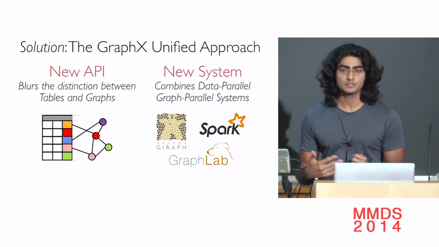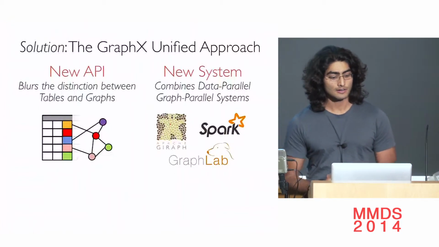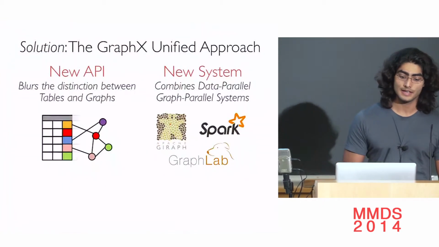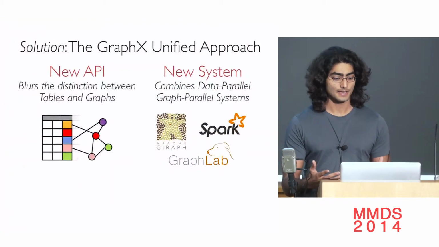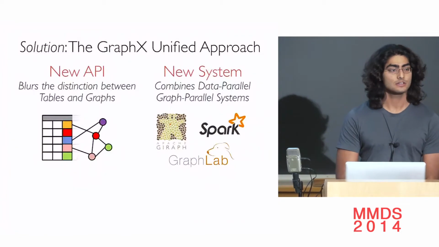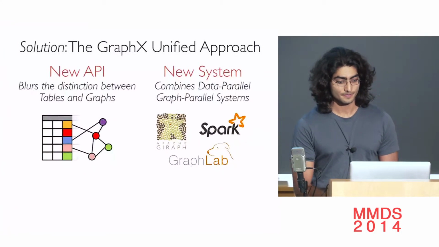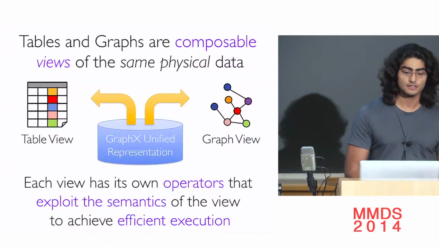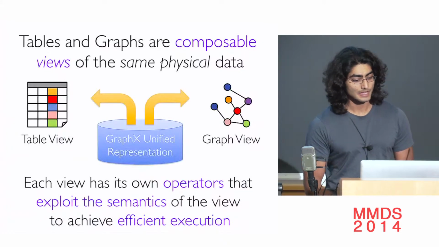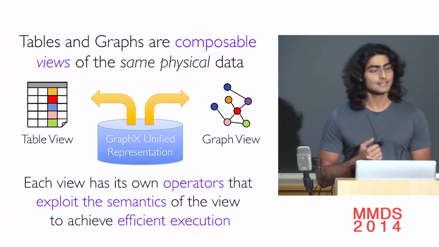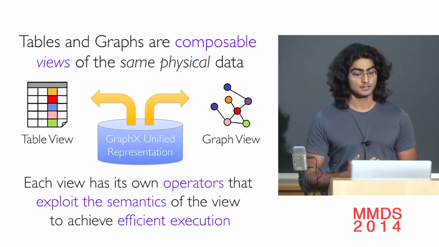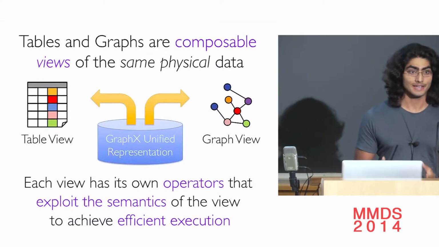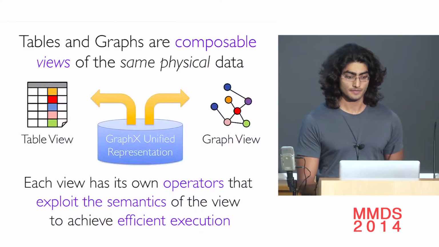All right, so the solution that we propose is GraphX. GraphX introduces both a flexible API that can operate on both tables and graphs, and a system to back that API that uses graph-parallel techniques to be as fast as specialized systems. The key to this is that graphs and tables are views of the same data. Switching between those two views gives the user access to more appropriate operators, and it also hints to the system some ways to optimize the execution by giving it information about the semantics of the data.